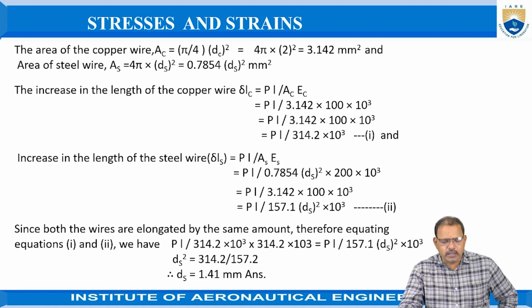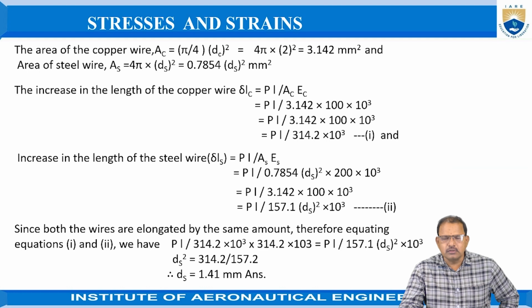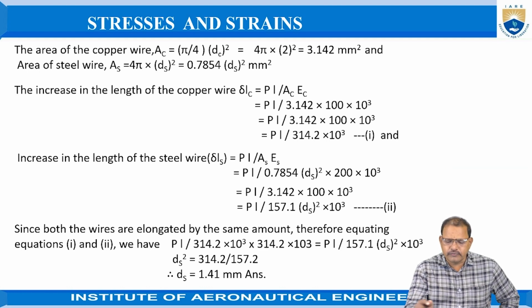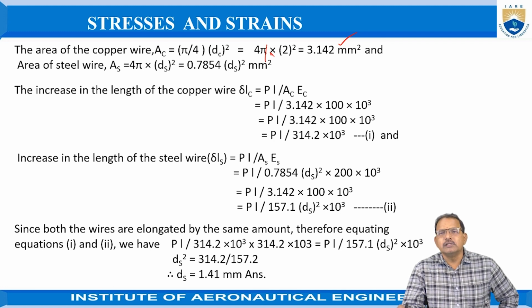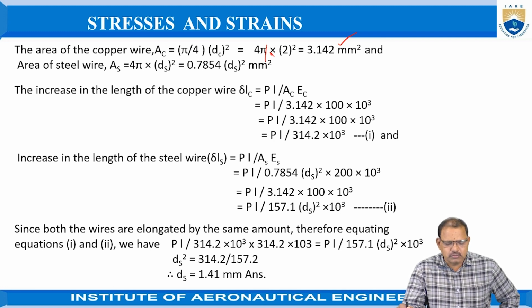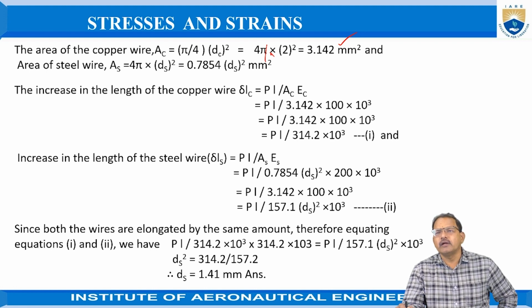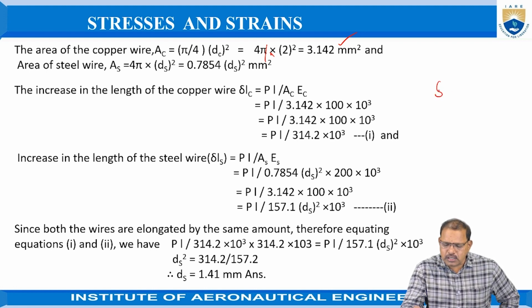The area of the copper wire is equal to pi by 4 DC square, where DC is the diameter of the copper, equal to 2, which on calculation, pi by 4 into 4, is equal to 3.142 mm square. Area of the steel wire is equal to pi by 4 DS square, which is equal to 0.7854 DS whole square. The increase in length of the copper wire, according to the relation we have taken earlier, is equal to P into L divided by AE.